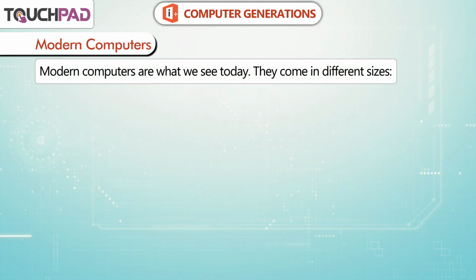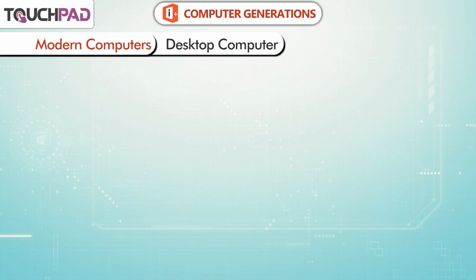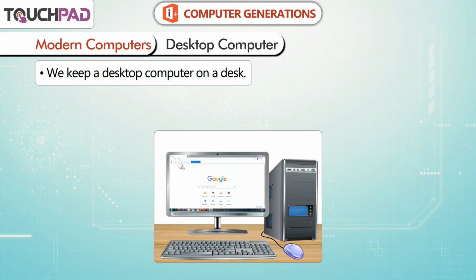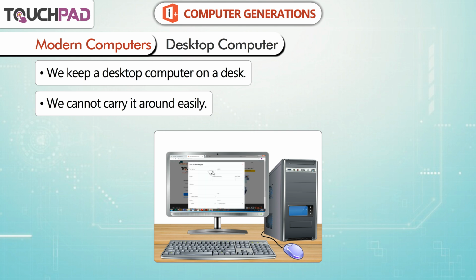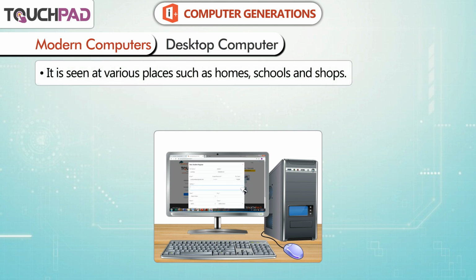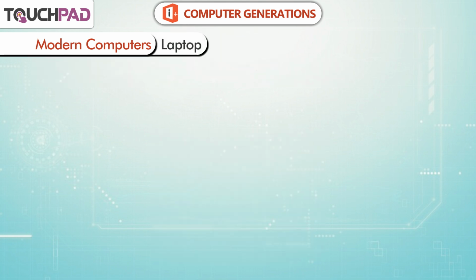Modern computers. Modern computers are what we see today. They come in different sizes. Desktop computer. We keep a desktop computer on a desk. We cannot carry it around easily. It is seen at various places such as homes, schools and shops.